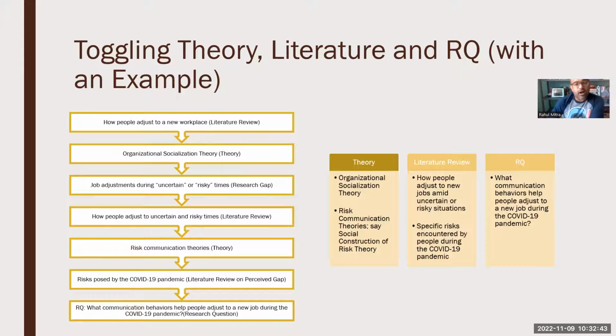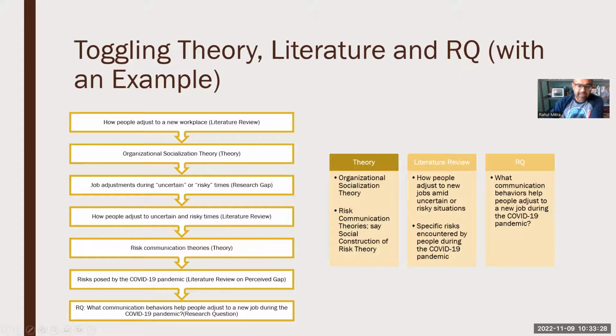And then in your next section, you talk about your review of the literature, explaining the context and how you understand prior research on this issue. You probably begin this literature review section talking about how people adjust to new jobs amidst uncertain or risky situations. And then from there, zero in on the specific risks encountered by people during the COVID-19 pandemic. And finally, you would end this part of the paper by articulating your research question: what communication behaviors help people adjust to a new job during the COVID-19 pandemic?